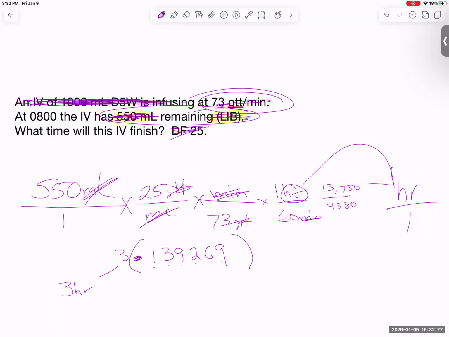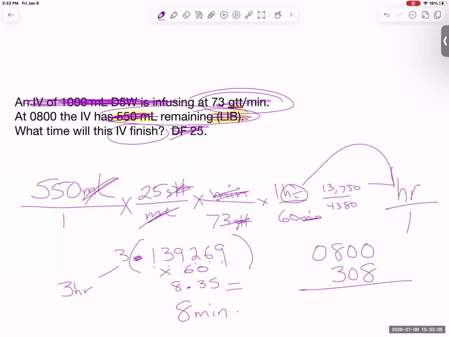So 0.139269 times 60 will give me 8.35. So how many minutes would you say that is? 8. Very good. So that is 8 minutes. I love it. So 3 hours and 8 minutes. Be careful when you write this. So we walked in at 8 a.m. It's going to take 3 hours and 8 minutes to complete. So what is my time that the IV will finish?